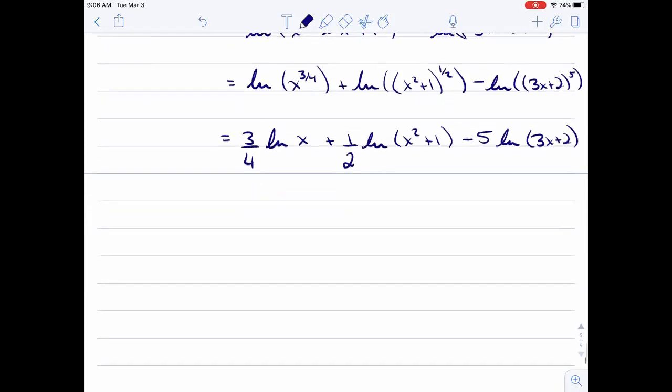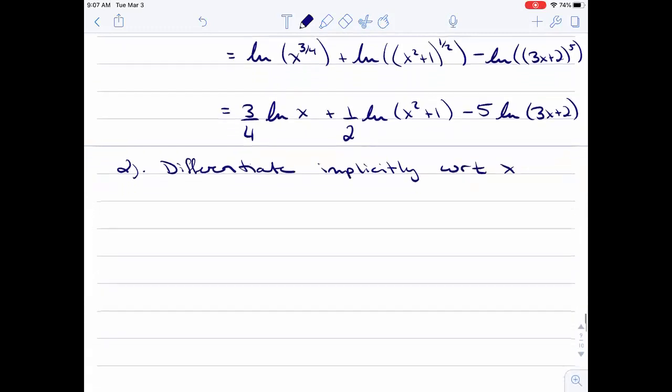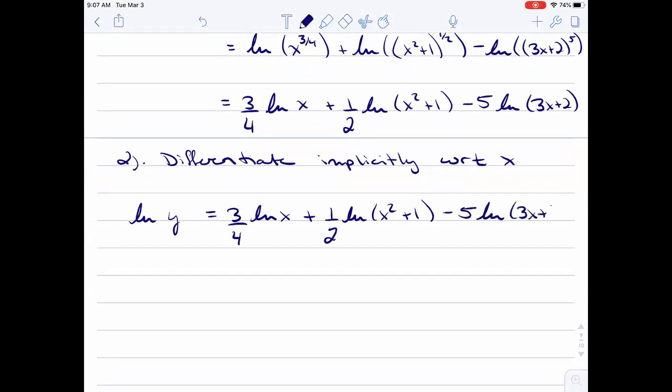So now we're ready for our second step, which is to differentiate implicitly with respect to x. So just to have it on the same page, right, we said that we've got the natural log of y is 3 over 4, and I'm just copying it out, log x plus 1/2 log x squared plus 1 minus 5 times the log of 3x plus 2.